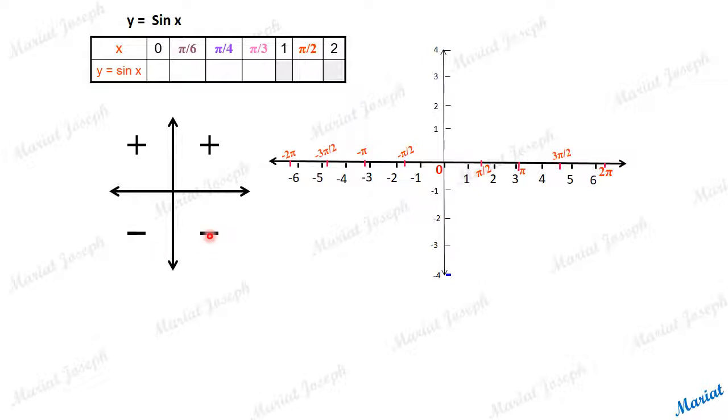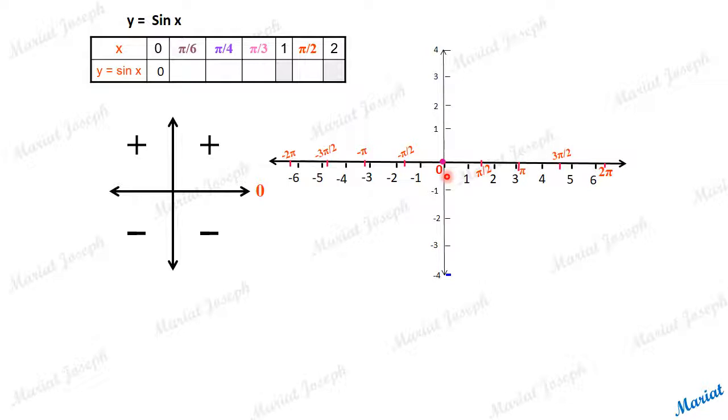Okay. Now, let's plot for 0 radian. When x is 0, y will be sine 0. Sine 0 radian is 0 itself. So the point 0, 0 can be plotted. Here it's already marked. 0, 0.